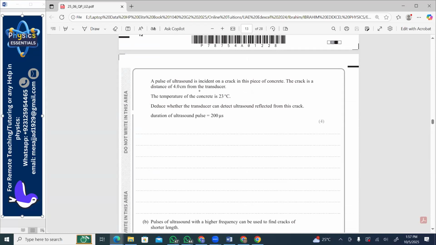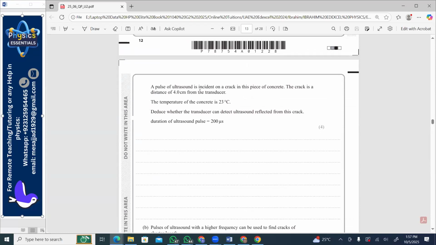A pulse of ultrasound is incident on a crack in a piece of concrete. The crack is at a distance of 4 centimeters from the transducer. The temperature of the concrete is 23 degrees centigrade. Deduce whether the transducer can detect ultrasound reflected from this crack, given the duration of the ultrasound pulse is 200 microseconds. I gave you an example of 2 seconds, but here the transmitter takes 200 microseconds to complete one wave.